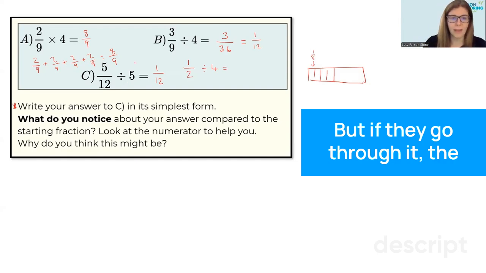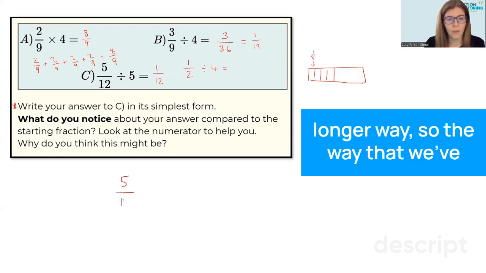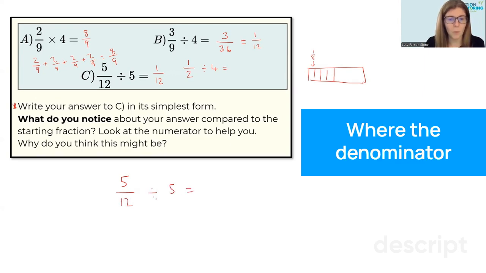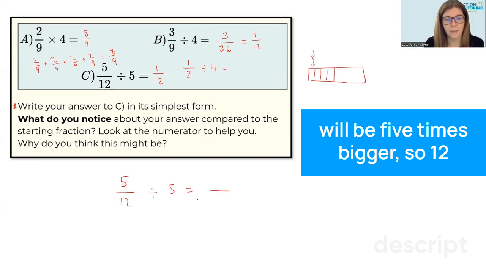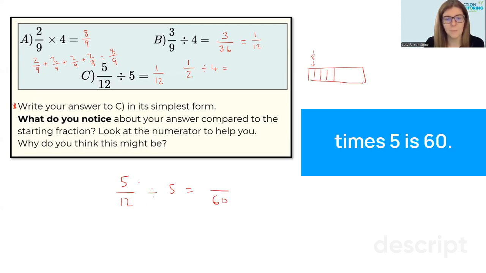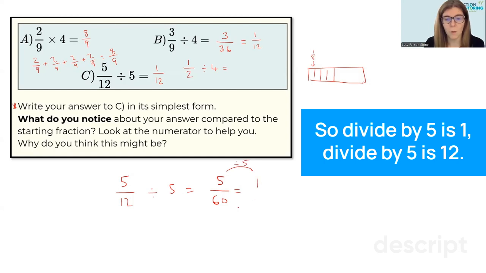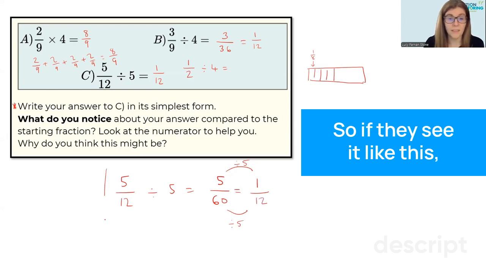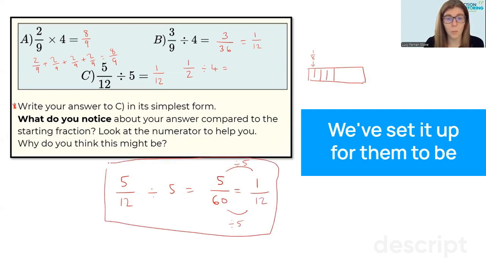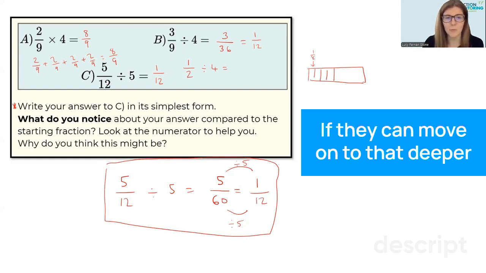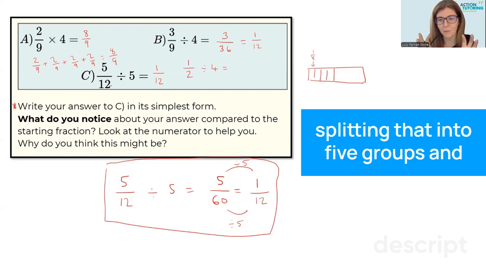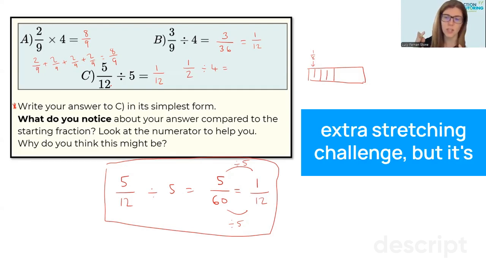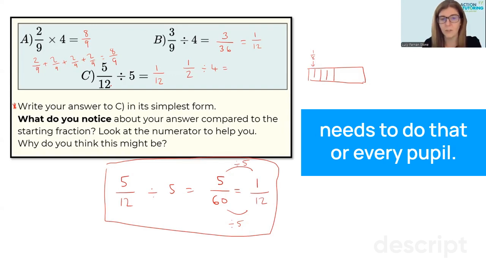So they can visualize it or think about it that way. But if they go through it the longer way, so the way that we've set it up for them to think about it, where the denominator will be 5 times bigger, so 12 times 5 is 60, and then the numerator stays the same. We can now cancel that down because they're both in the 5 times table. So divide by 5 is 1, divide by 5 is 12. So if they see it like this, absolutely great. We've set it up for them to be able to answer it. If they can move on to that deeper understanding of 5/12 and splitting that into 5 groups and think about it that way, that's that extra stretch and challenge. But it's not for us to go, the whole group need to do that, or every pupil.